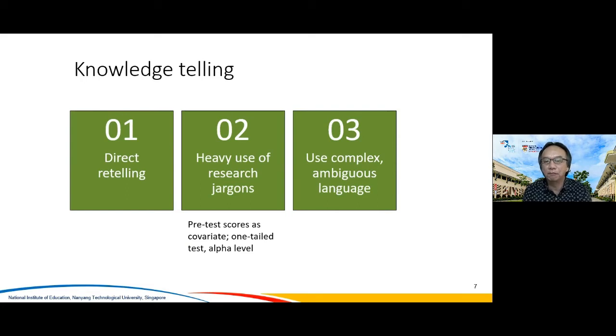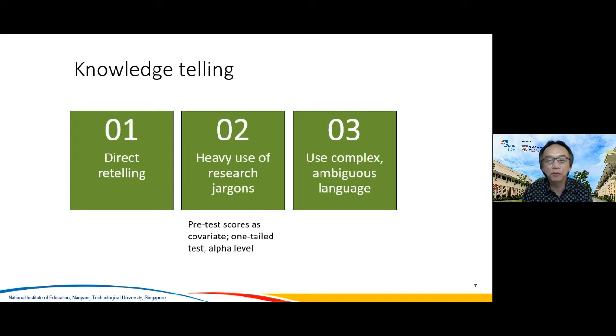There's heavy use of research jargon. And also there's a lot of complex, ambiguous language that researchers use because they're talking among themselves, among researchers. And this is language that they understand. But the moment you try to explain this to other people, you get into problems because people may not share the same language, may not share the same lingo.